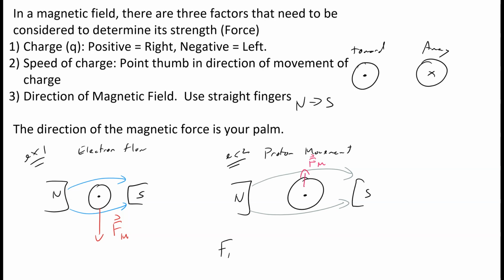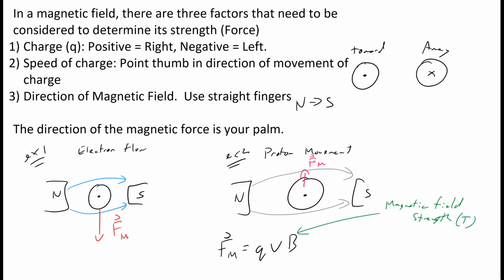And if we want to figure out the magnetic force, well, we just need to know three things. We need to know Q, the charge of the particle, v, the speed of the particle, and B. This is a new variable here, and this represents magnetic field strength. And this is measured in T for Teslas.